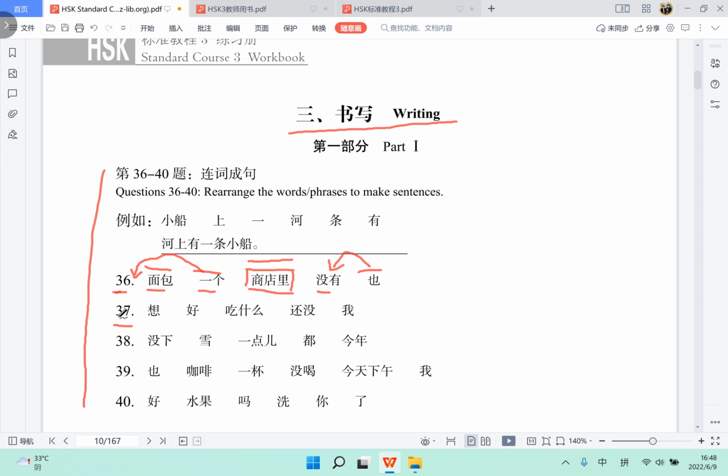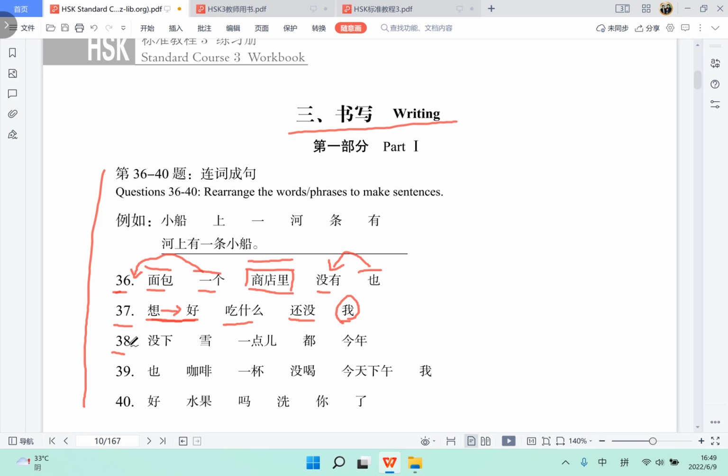And 37. So looking for the subject first. So 想, think, 好, so good. Normally these two together, right? Because the 好 is the result complement. So we have learned this lesson. So 想好, right? So 想好 吃什么, have what? 还没, still haven't. And the 我, so this could be the subject, right? So this 我还没想好吃什么, so I still haven't thought well what to eat. So this is the result complement of this lesson. So you can go back to check it.